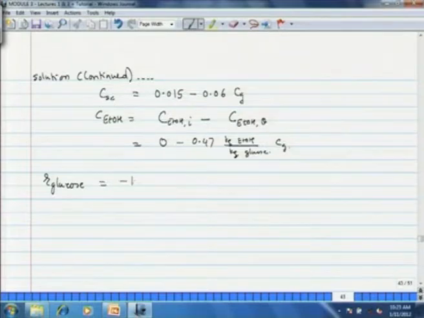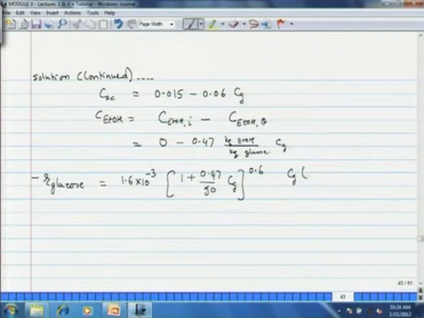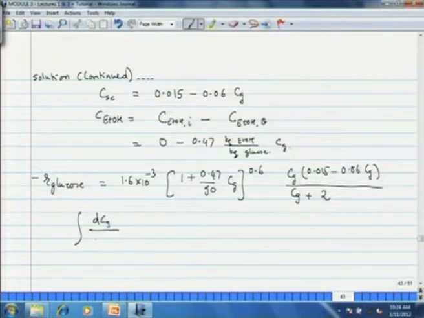R glucose, or minus R glucose, is equal to 1.6 into 10 to the power minus 3 into 1 plus 0.47 by 90 C glucose raised to 0.6 into C glucose into 0.015 minus 0.06 C glucose divided by C glucose plus 2, and then putting this into the previous integral, dCg by R glucose with limits as initial concentration 15 and final concentration 0.575.